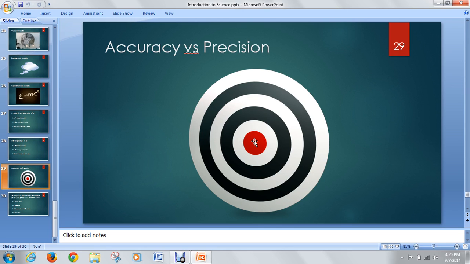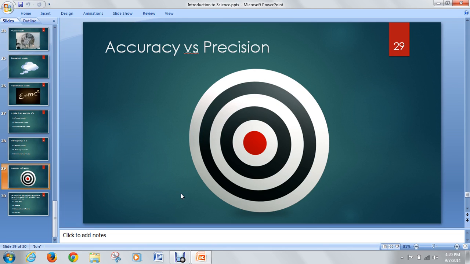Whereas precision, let's say I'm over here, so I'm not very close, but let's say all my strikes are within a very small range. That would be very precise. Okay, so accuracy is how close we are to the target, but precision is how close our individual shots are to each other.